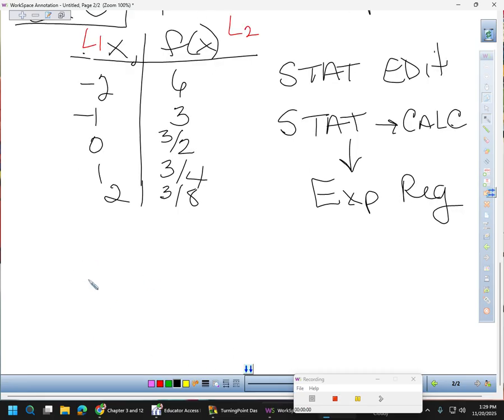Okay. Guys, focus. We should get y equals a b to the x. Yes, you could get 1.5 times 0.5 to the x. Did everybody find exponential reg okay?